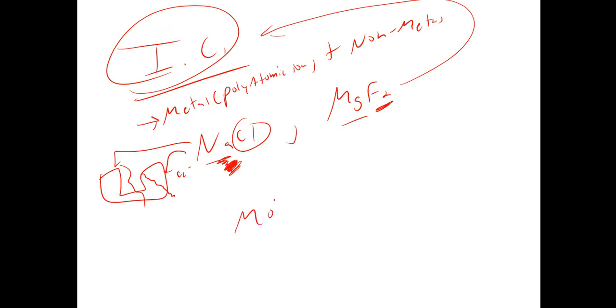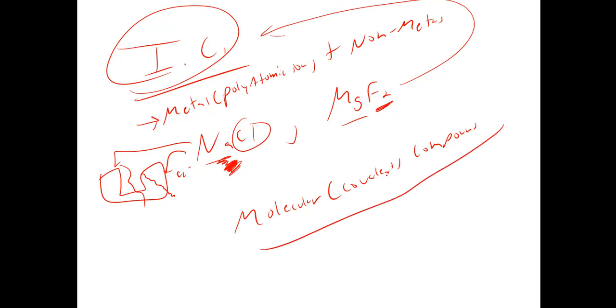The next one is going to be a molecular, or in other words, covalent compound. As you get deeper into chemistry, there's always two names for the same thing. So molecular and covalent are the same thing. So sometimes I'll say molecular compound, other times another professor will say covalent compound.